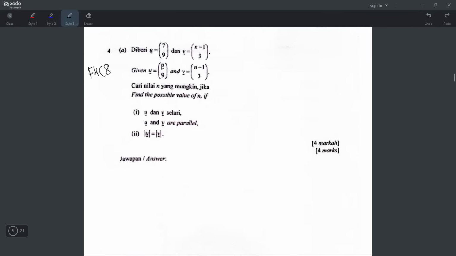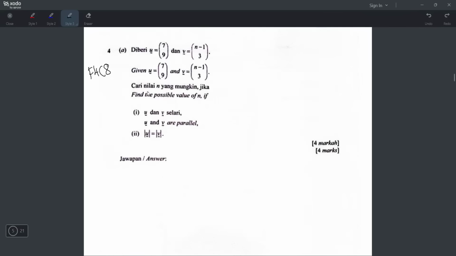Do you know what is coordinate vector? Coordinate vector is when the vector is in terms of i and j. And how I know is in terms of i and j is because they write in this bracket format. So the number on top is the coefficient of i. That is for the i. This is for the j.